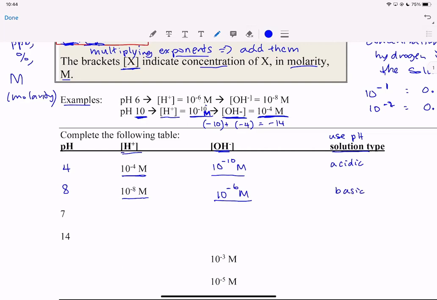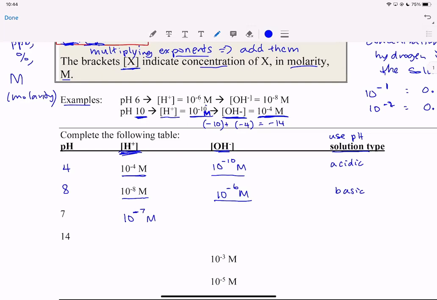Now you're given the pH of 7. So we can now move forward from the pH and determine, without a calculator, the hydrogen ion. So that's 10 to the minus 7 molarity. And remember, that doesn't mean it's a negative number. It just means that there are 7 zeros in front of the ones place.